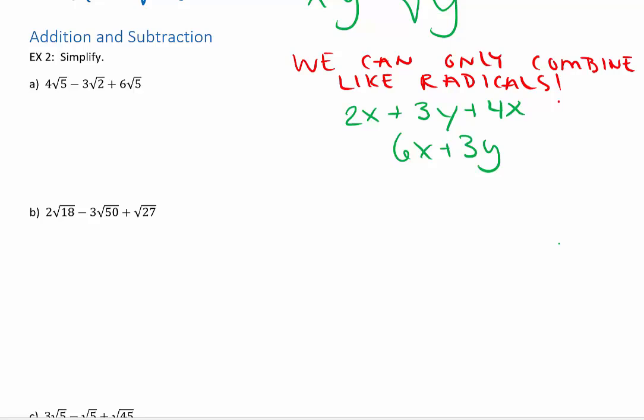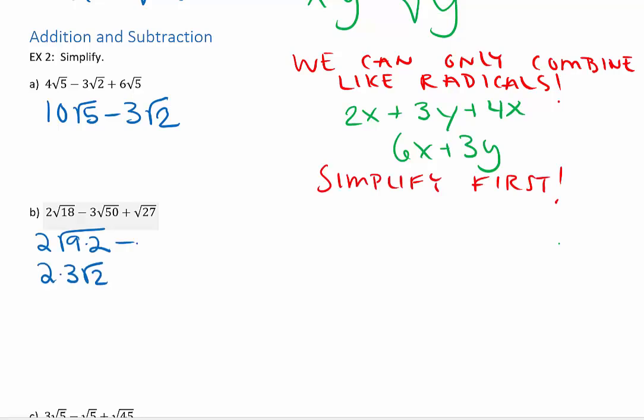So back to example 2 part A, we can only add the radicals that are the same, and we add their coefficients. 4 root 5 plus 6 root 5 is 10 root 5, and then we've got a minus 3 root 2, which cannot be combined. Now in example B, at first glance, I don't have any like radicals at all. However, we can simplify this, and maybe we'll have some like radicals.